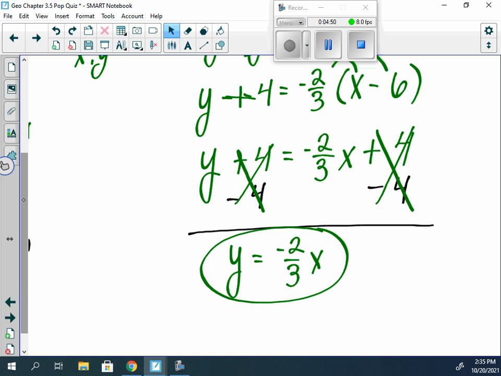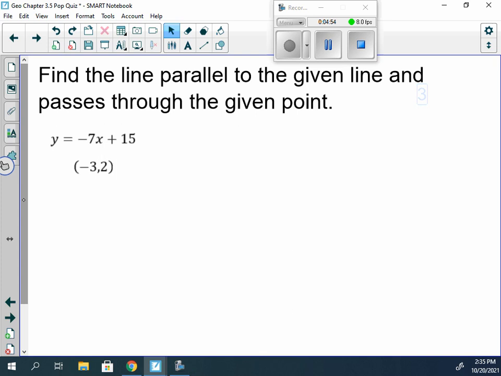Any other questions on this here? Let's look at the next one. Find the line parallel to the given line and passes through the given point. So if they are parallel, they have the same slope. So the slope of our new line would be what? Negative 7, because we're taking it straight from the equation, y equals mx plus b. So our new slope is negative 7.